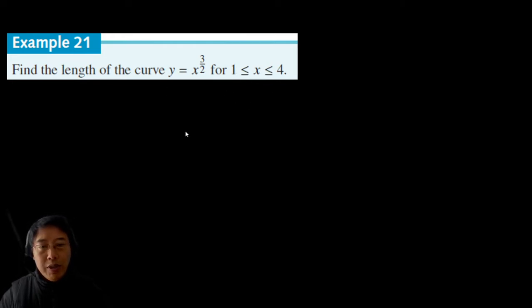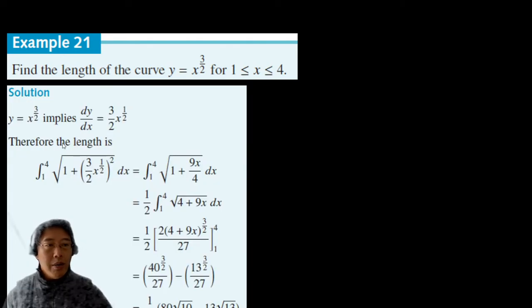You look, it's a direct application of the formula. So that is your y. You differentiate, that gives you your derivative. Then for the length of the curve from 1 to 4, you apply strictly the formula, you substitute, you simplify.